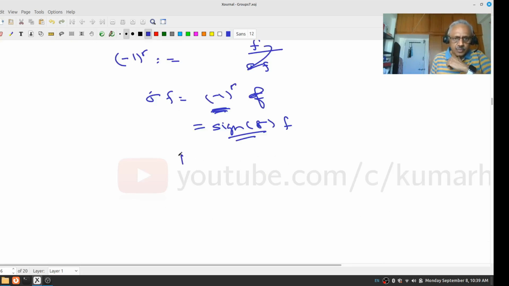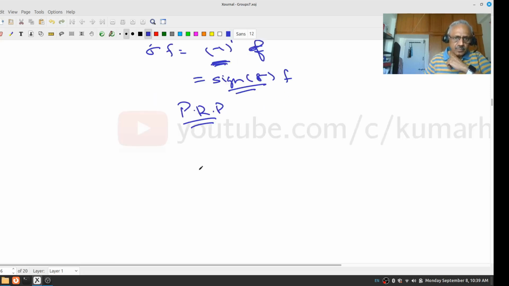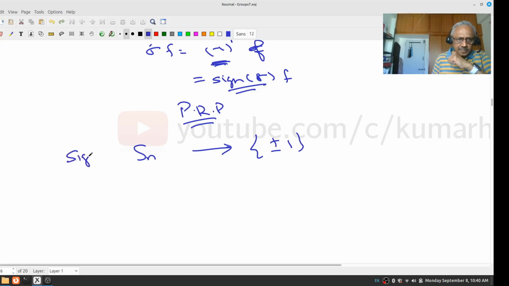So pause, then you proceed. What are the things we should notice? We should notice that, given sigma from Sn, I have a map to only plus or minus 1. This is called sine, the sine map. So given sigma, I get sine of sigma.